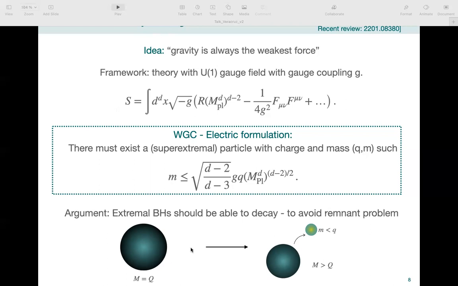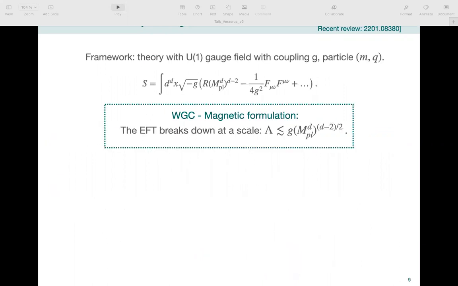And the idea is that you start with the extremal black hole. The most that you can have and keep being on the extremality line is some particle that is saturating the inequality. But if there is no particle that has mass smaller than its charge, then this black hole could not decay because it would have to violate the extremality bound. So this would be problematic if you accept that remnants are problematic.